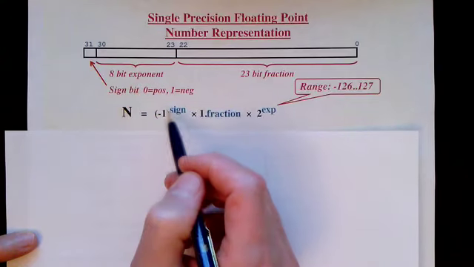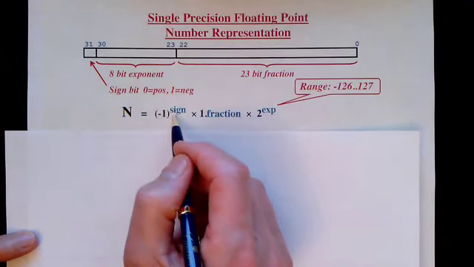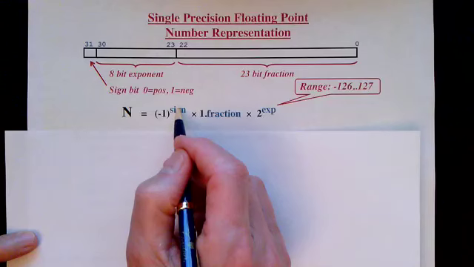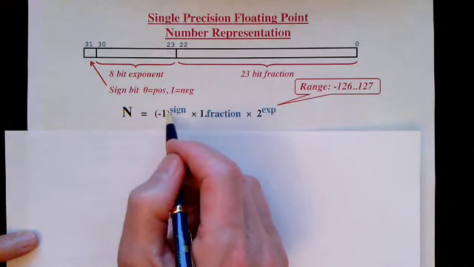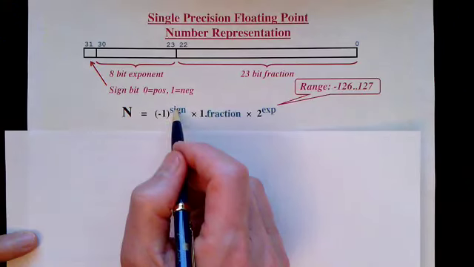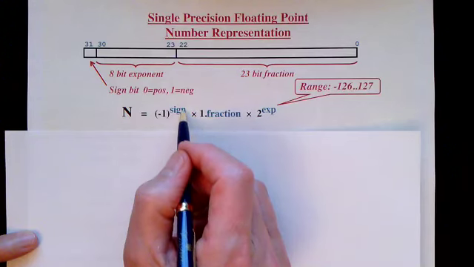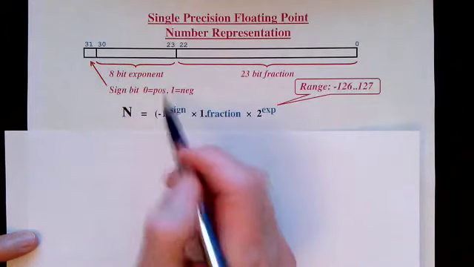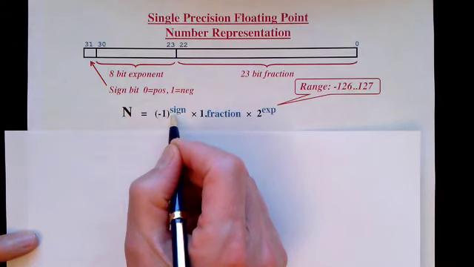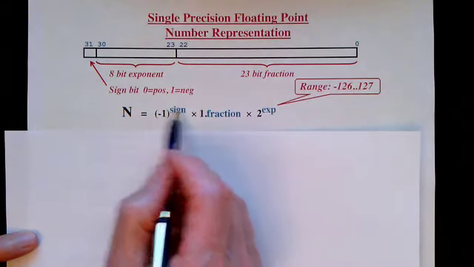And finally, we've got a sign bit. The sign bit is either 0 or 1. So this is a fancy way of saying 0 means positive and 1 means negative. Anything to the 0 power would be 1. So minus 1 to the 0 would be 1. So if the sign bit is 0, this factor right here is positive 1. On the other hand, if we've got a 1 right here, then minus 1 raised to the power 1 is just minus 1. So this is a fancy way of saying if it's a 0, make it positive. If it's a 1, make it negative.